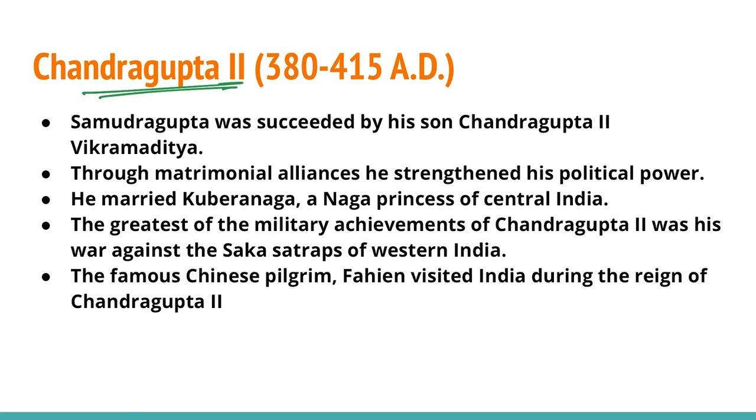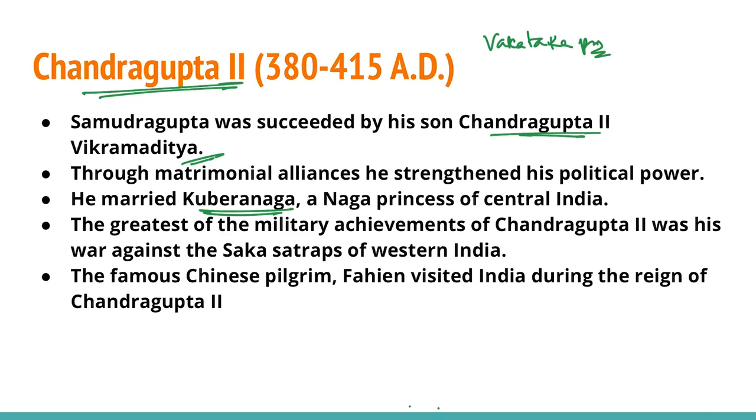Chandragupta II. Samudragupta was succeeded by his son Chandragupta II, who is called Vikramaditya. Chandragupta II inherited the military genius of his father and extended the Gupta Empire by his own conquests. He achieved this through a judicious combination of diplomacy and warfare. Through matrimonial alliances, he strengthened his political power. He married Kuberanaga, a Naga princess of central India. He gave his daughter Prabhavati in marriage to a Vakataka prince called Rudrasena II.